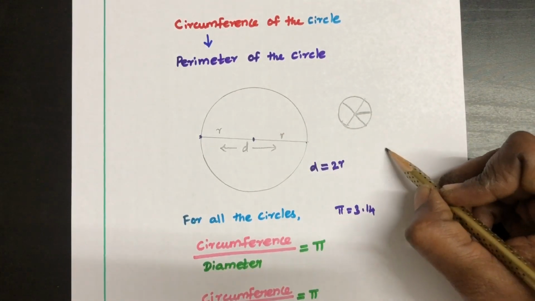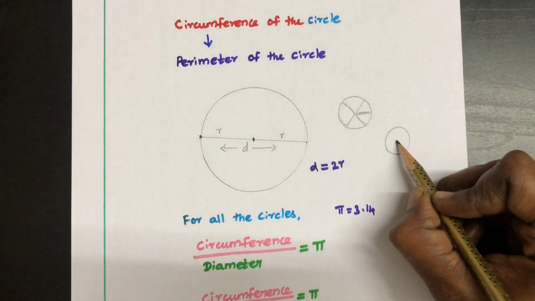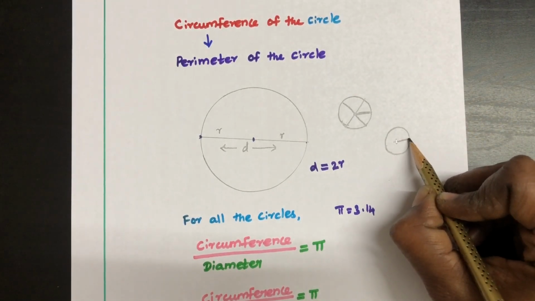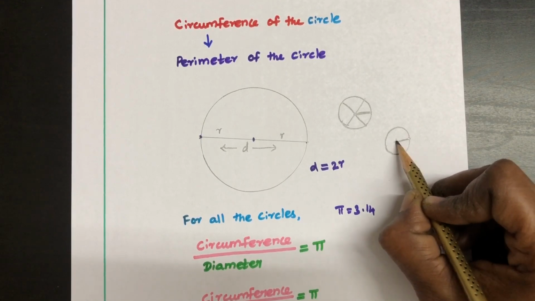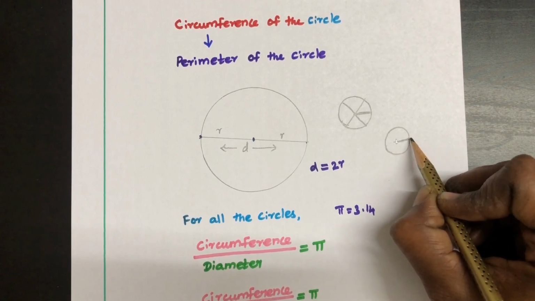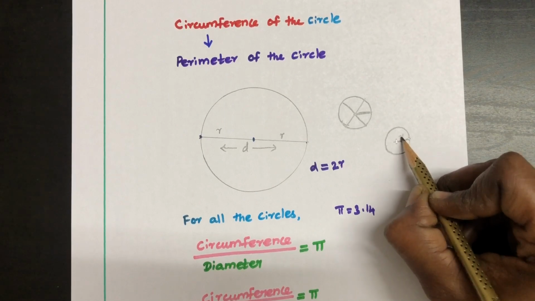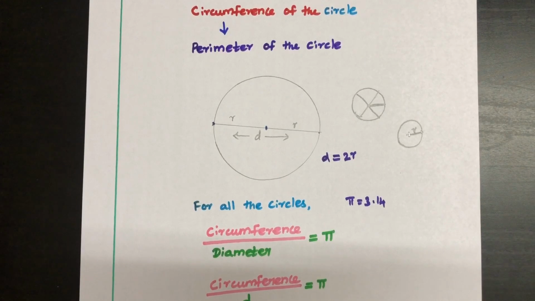See, if you draw a circle, this is the center. So, this line from the center to one side, one end of the circle, if a line starts from the center and touches one end of the circle, this is called a radius. Okay. So, d is equal to 2r. That means 2 into radius.